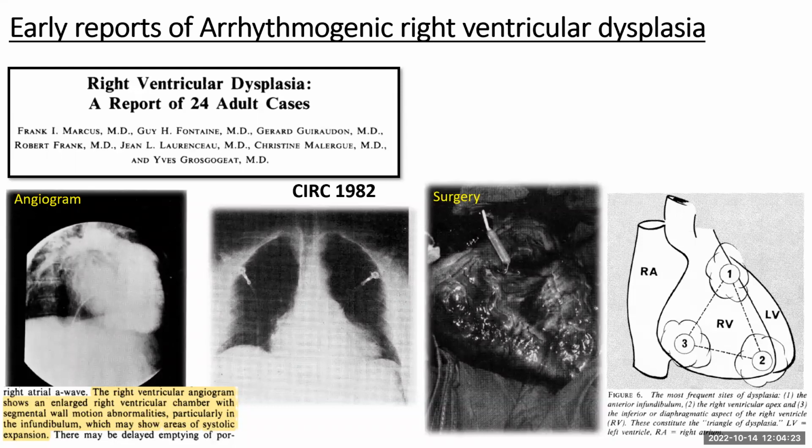So to have some perspective of the evolution of our knowledge in this disease, we should start from the beginning. And this is probably the first large description of a case series in ARVD, in 1982. They described these typically enlarged right ventricles with overt wall motion abnormalities, but using only angiograms. And they correlated these segments with areas of fatty and fibrous replacement in the macroscopic appearance of the heart. The most affected areas of the RV were called the triangle of dysplasia.